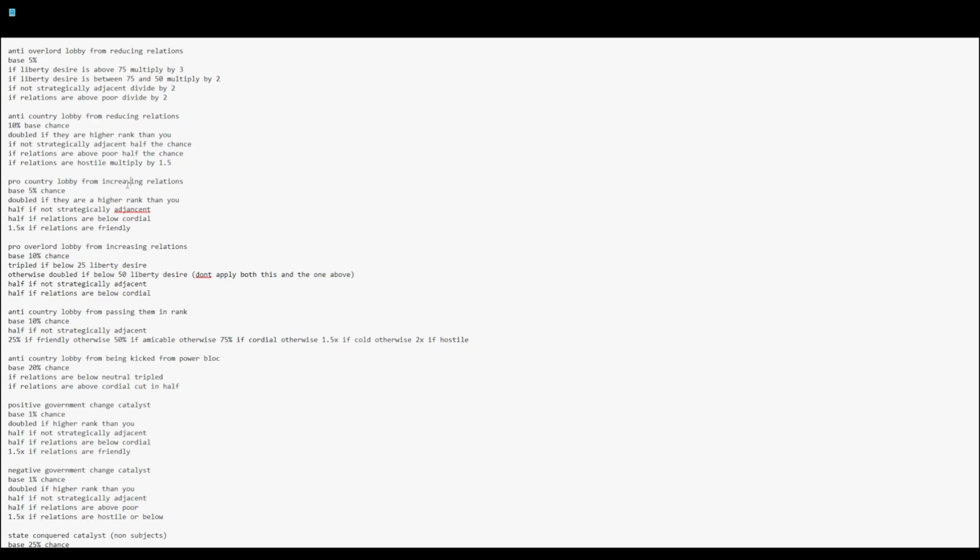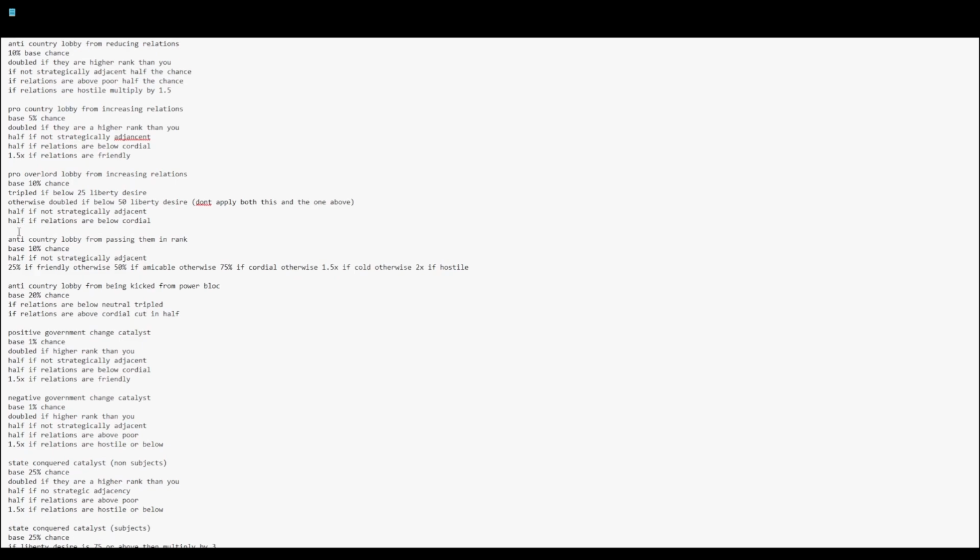Pro-overlord lobby from increasing relations. This has a base of 10% chance, tripled if they are below 25 liberty desire, or otherwise doubled if they're below 50 liberty desire. Don't apply this one and the one above. Half if they're not strategically adjacent. Half if relations are below cordial.